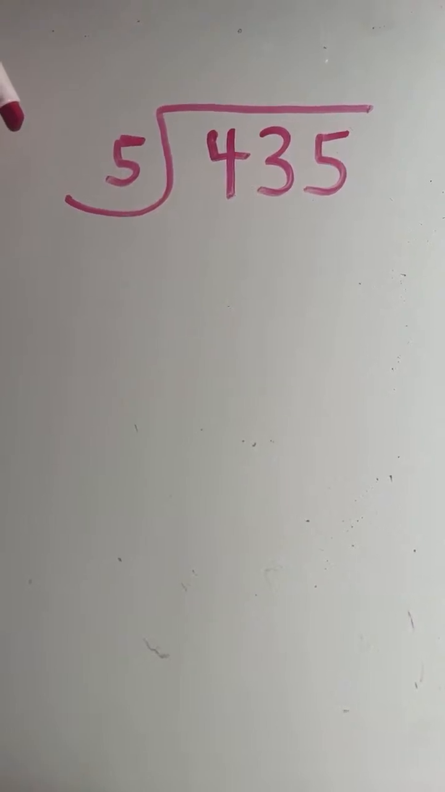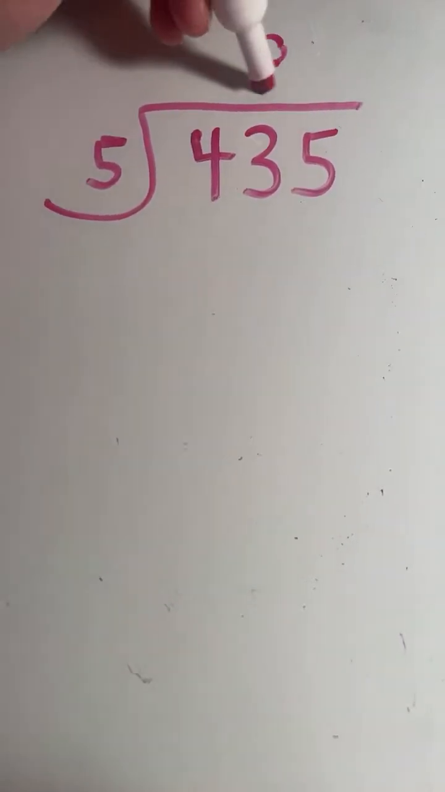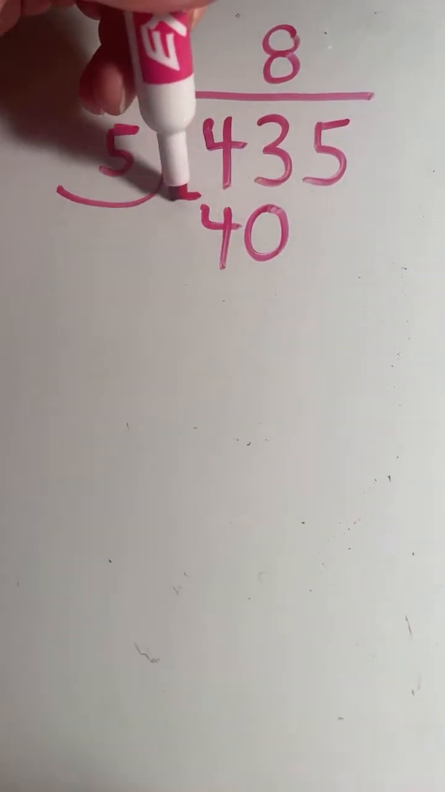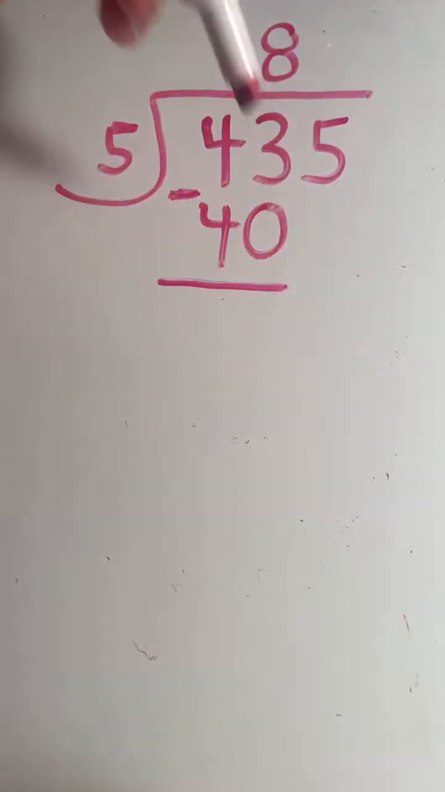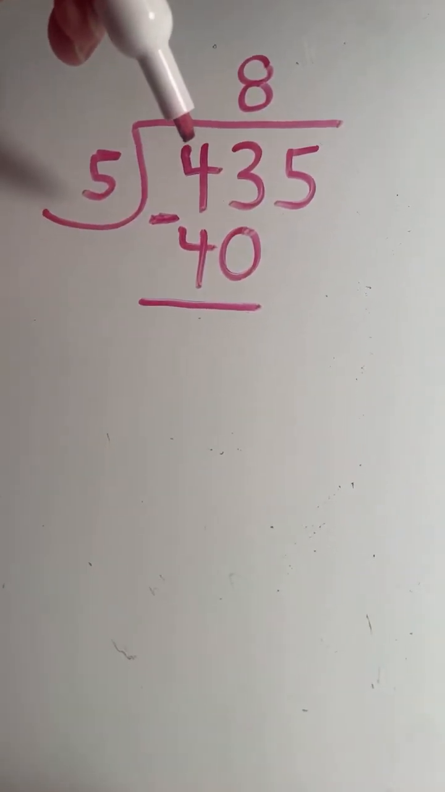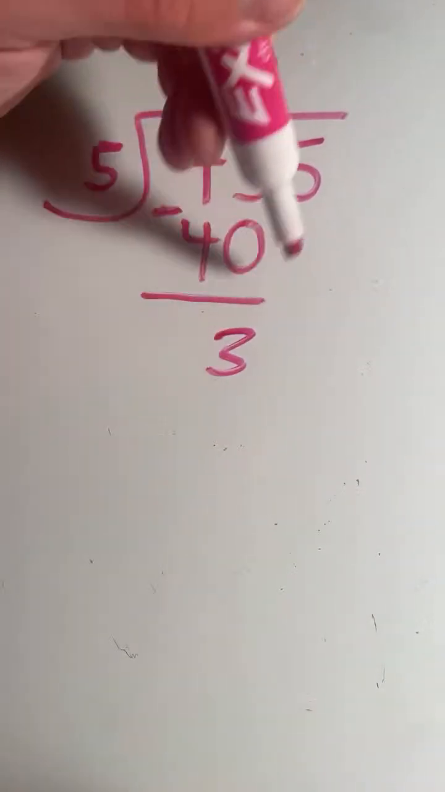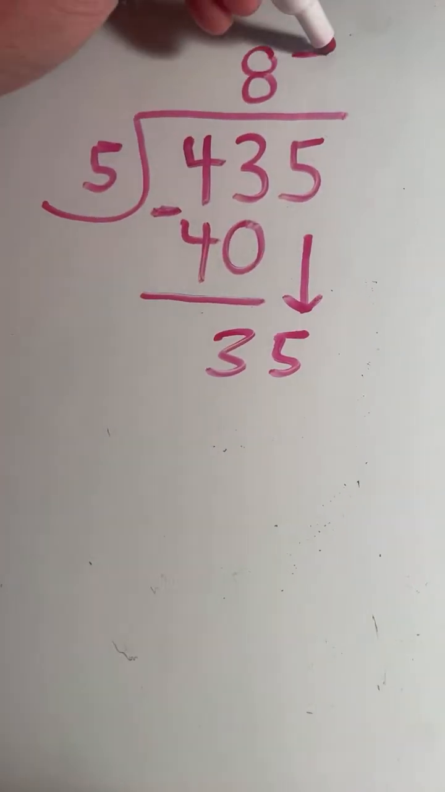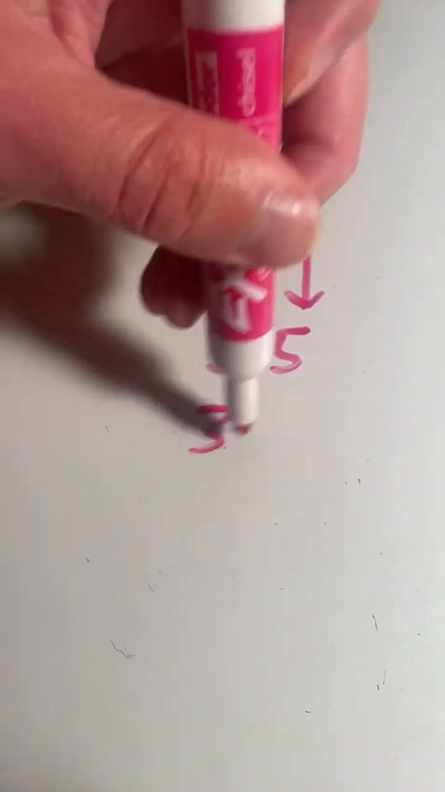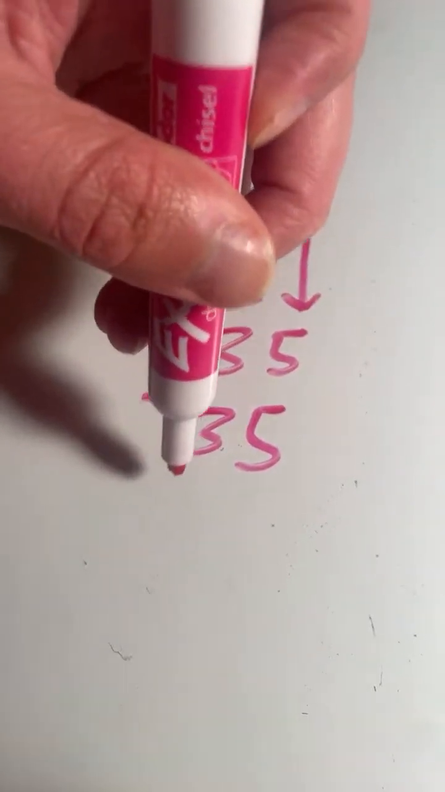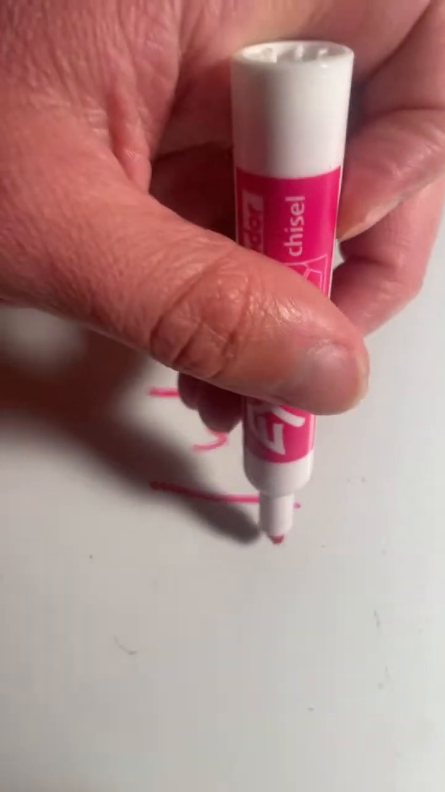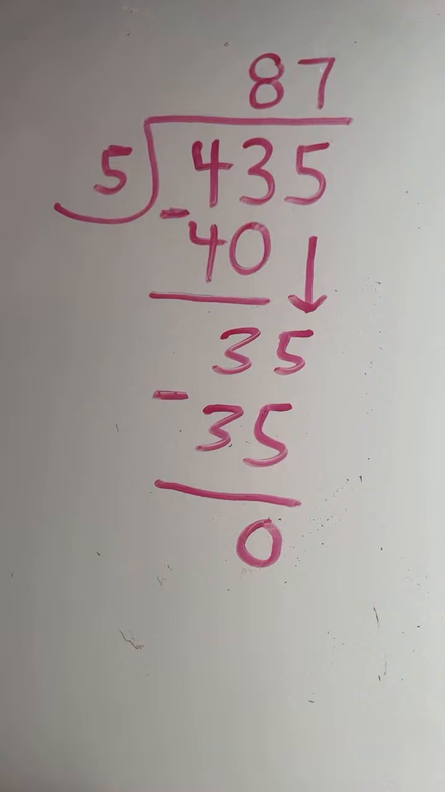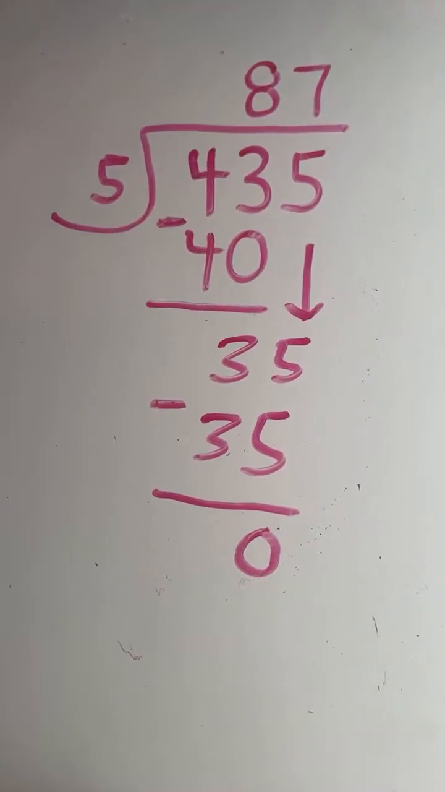43 divided by 5 equals 8. 8 times 5 equals 40. Now we subtract to get our remainder. 43 minus 40 equals 3. We bring down the 5. 35 divided by 5 equals 7. 7 times 5 is 35. 35 minus 35 is 0, so there is no remainder. And we have our final answer. 435 divided by 5 equals 87.